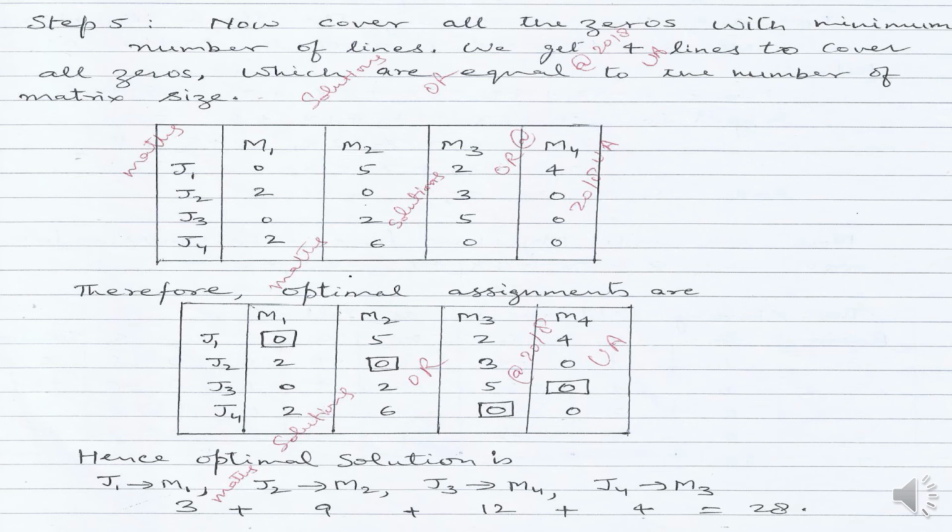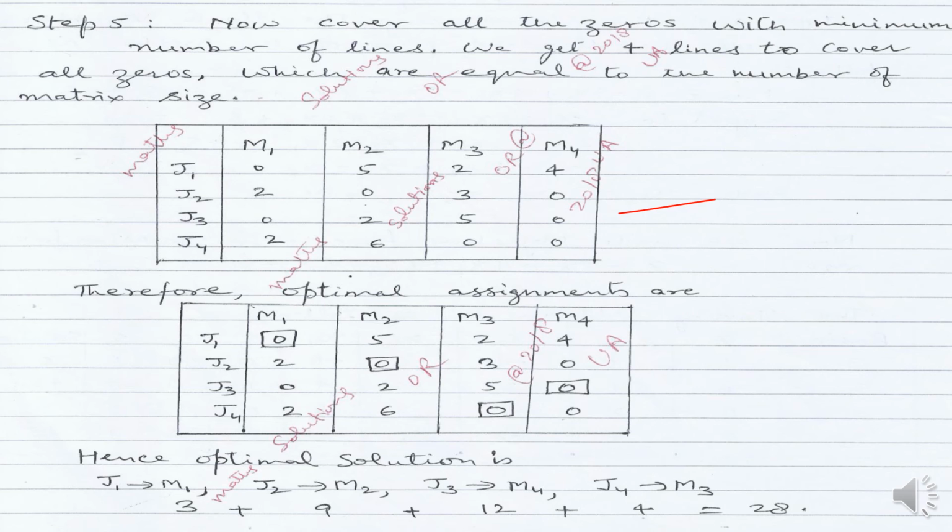New table we get, and the new table is here. This one is the new table after doing the step here. Now cover all zeros with the minimum number of lines. We get 4 lines to cover all 0s, which is equal to the matrix size.